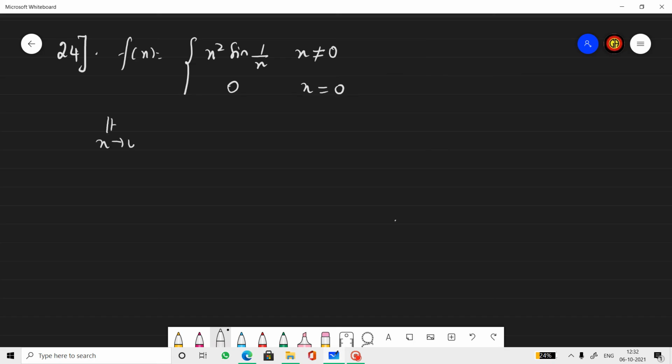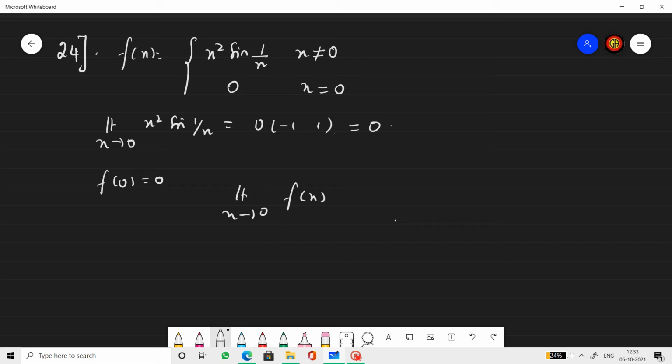Limit x tends to 0, x square into sine 1 by x. Now when you apply 0, x square will give you 0 and sine 1 by x will have a value that oscillates between minus 1 and 1. Hence, the resulting answer will be 0. And f of 0 is given as 0. So limit x tends to 0 of f of x is equal to f of 0. So it's continuous at 0.